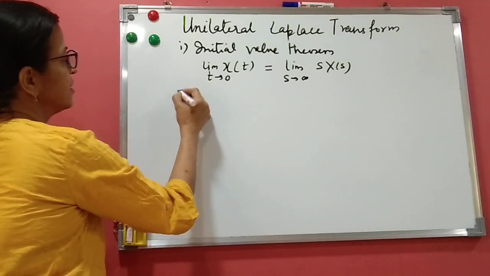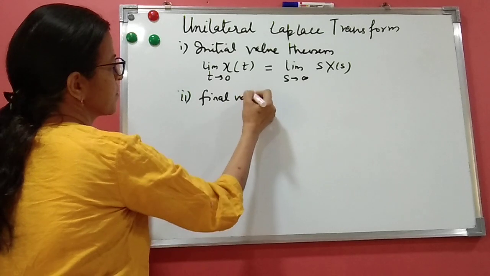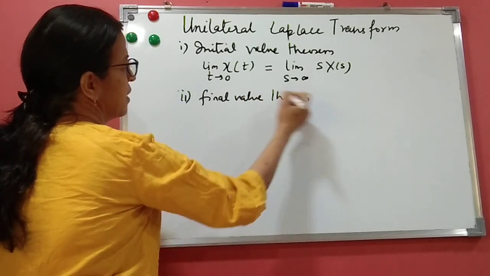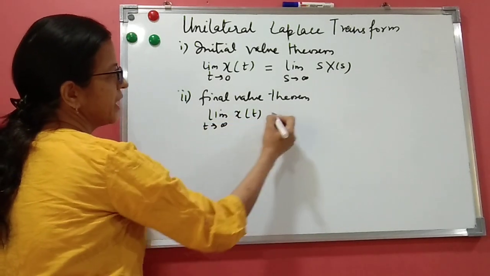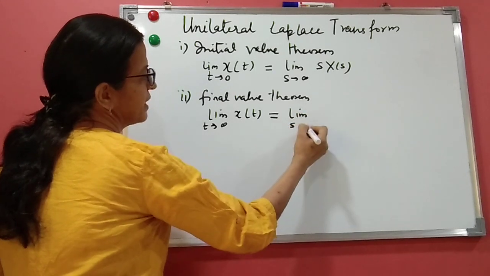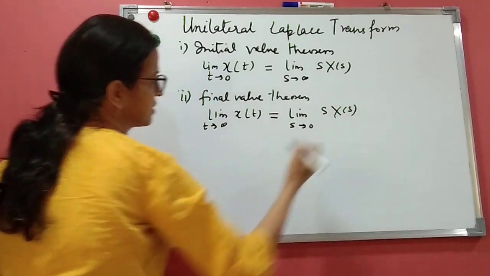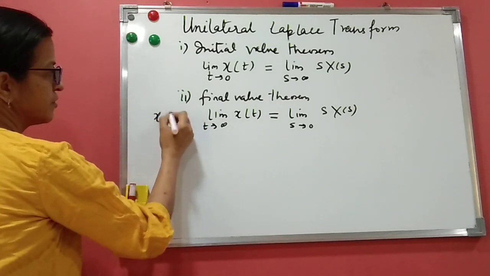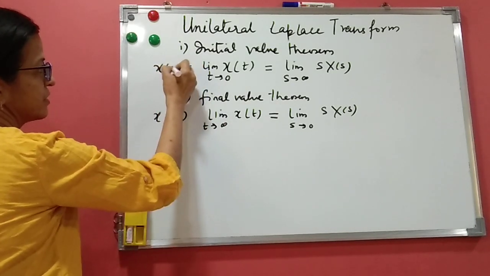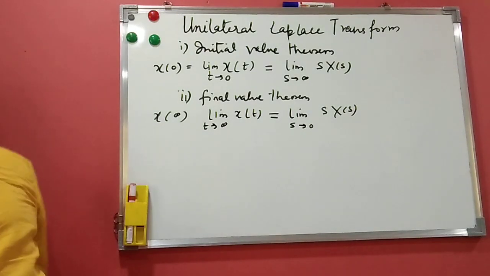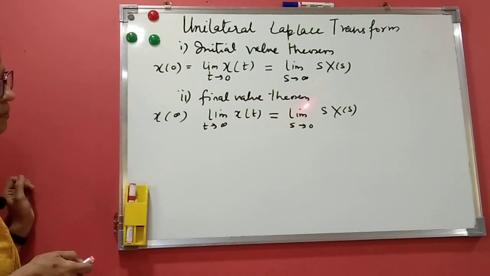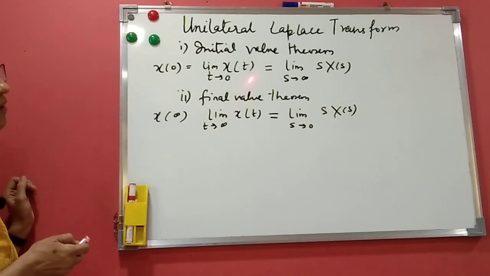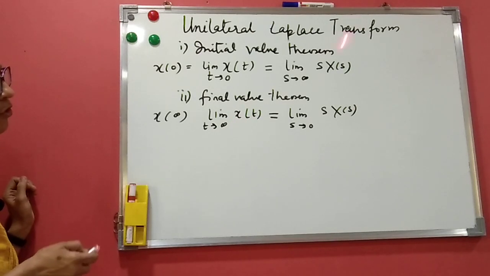Similarly, the second is the final value theorem. It states that the final value, that is limit t tends to infinity of x(t), equals limit s tends to 0 of s X(s). This also can be written as x(infinity), and the initial value can be written as x(0). The final value theorem states that x(t), when t tends to infinity, is nothing but limit s tends to 0 of s X(s). So we can say that we can find the initial value as well as the final value from X(s).